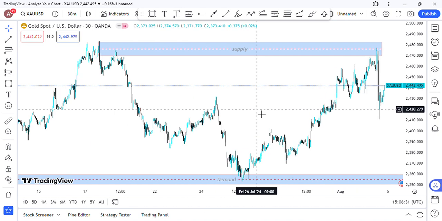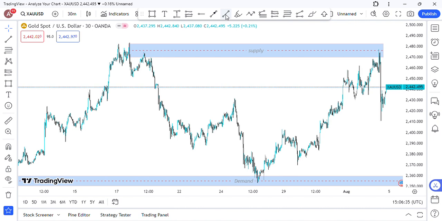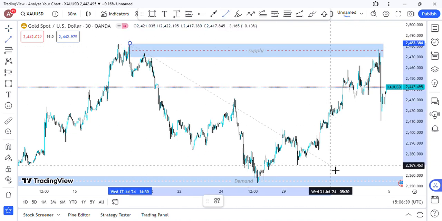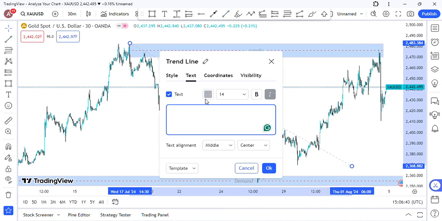Now the next thing is that we do our trend line. So we draw a trend line. So this is our resistance. These are resistance.